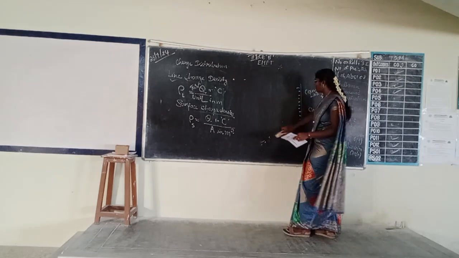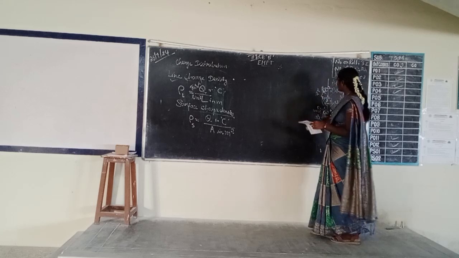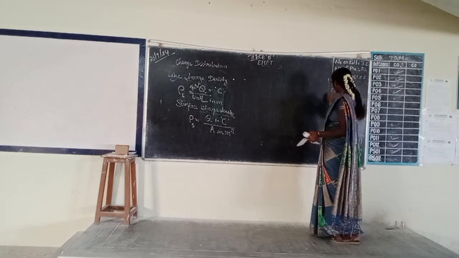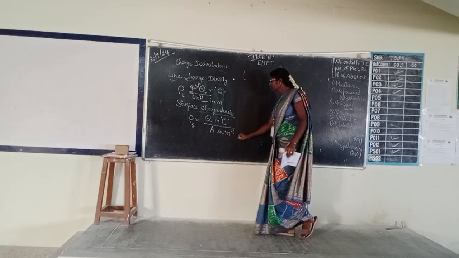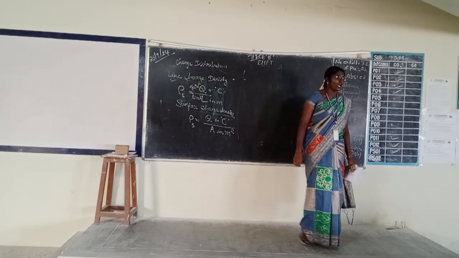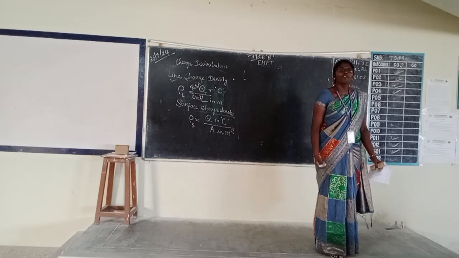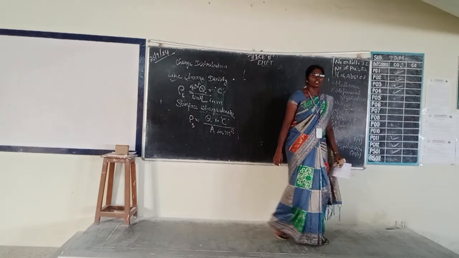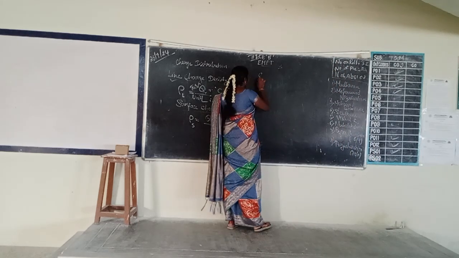Volume charge density can be defined as total charge per volume. Total charge in coulomb per unit volume. The volume will have the unit meter cube. That's it.